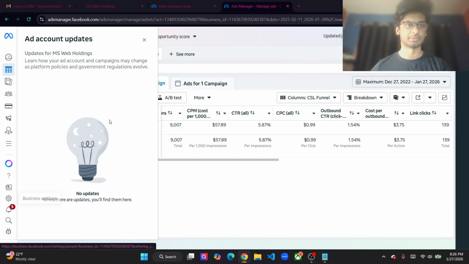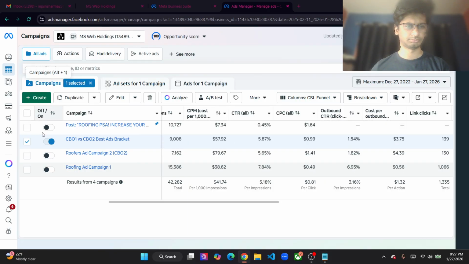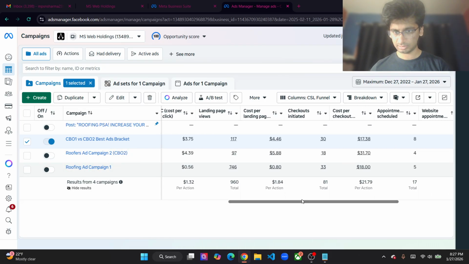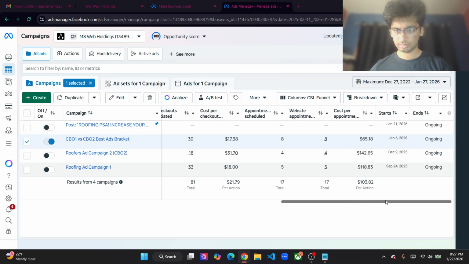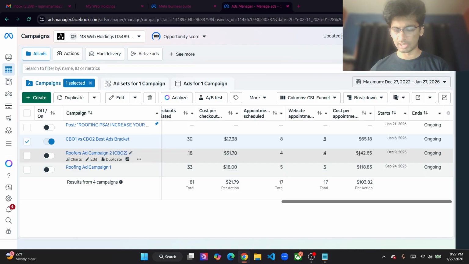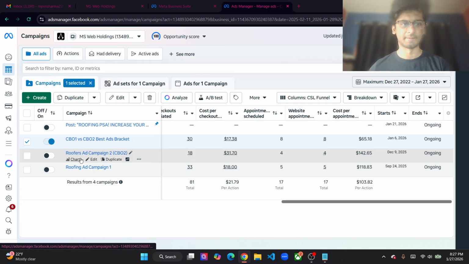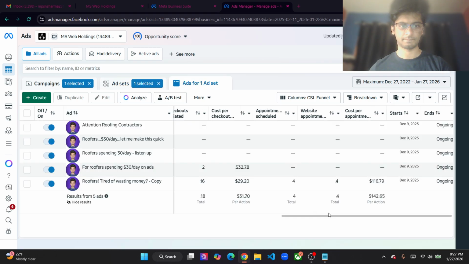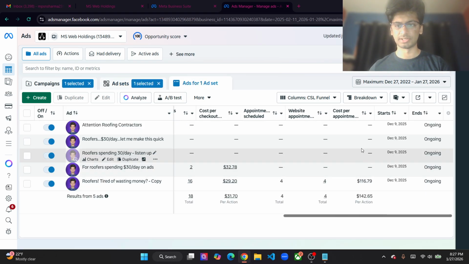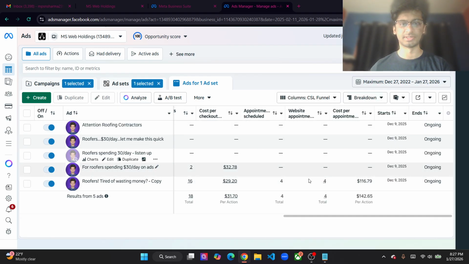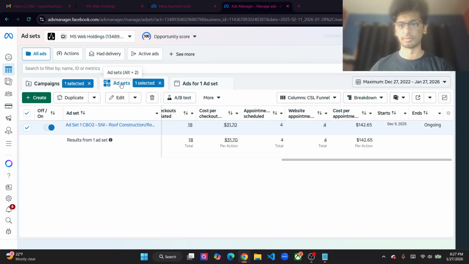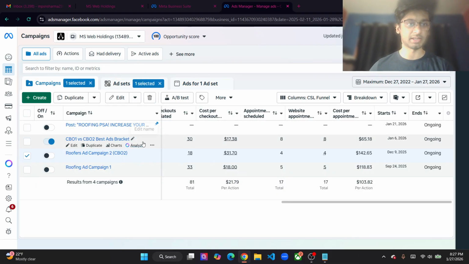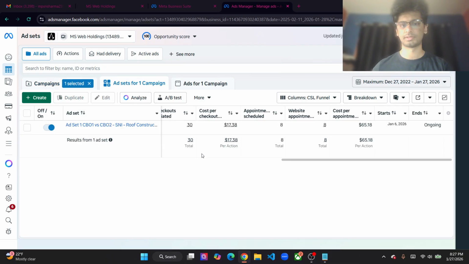I can show you for an example. See how it says like cost per appointment? This is a cost per book call, and this ad says CBO2, 116, and these ones didn't even. This is maximum. These ones didn't even schedule an appointment, so it can get expensive for roofing specifically.